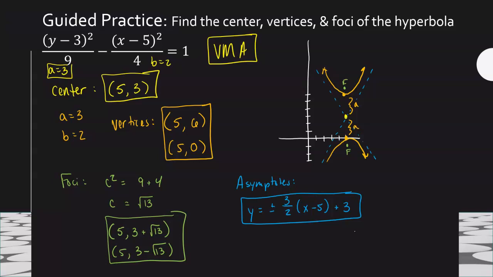And you can look at the graph there if you want to see how that would look when you put that all together. But let's talk about our asymptotes. So again, we take the square root of what's underneath the y values. The square root of 9 is 3, over the square root of what's under the x value. So the square root of 4 is 2. So we get y equals plus or minus 3 halves, and then x minus the h value, so x minus 5, plus your k value, which is 3. So hopefully you got all that for that problem.